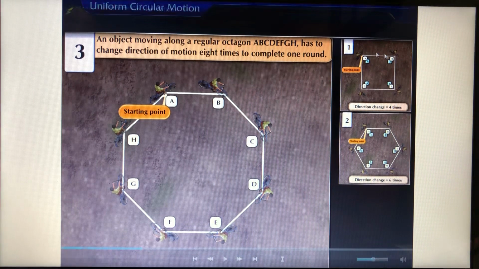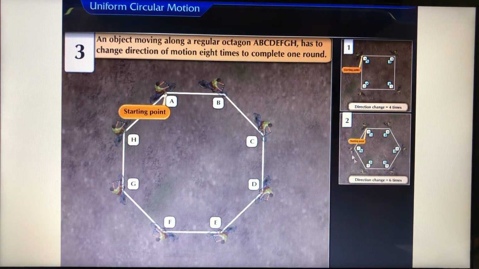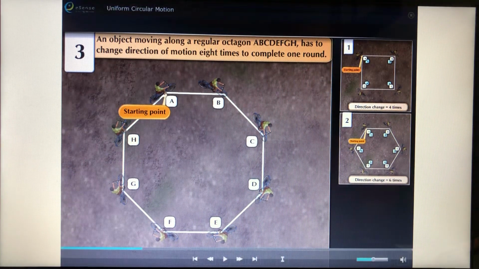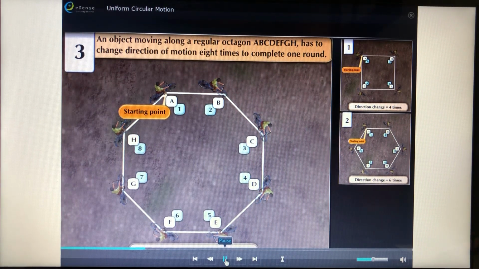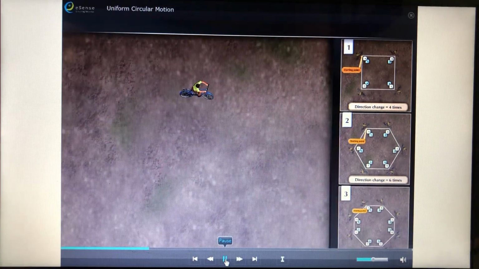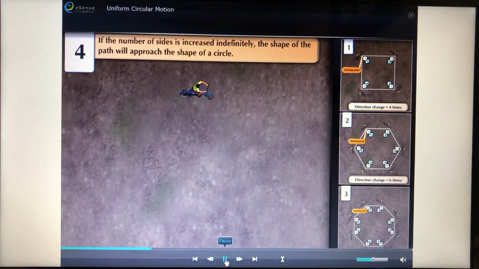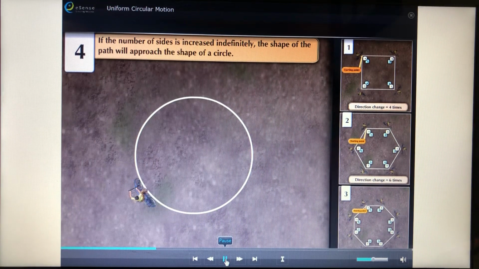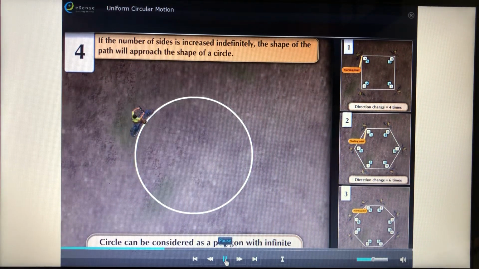In a first situation 4 sides, in a second situation 6 sides, and a last one that is 8 sides. So here 8 times direction change. It has to change direction of motion 8 times to complete one round. As the number of sides of the path increases, the object has to turn more often. Now, if we increase the number of sides indefinitely, the shape of the path will approach the shape of a circle. Therefore, a circle can be considered.